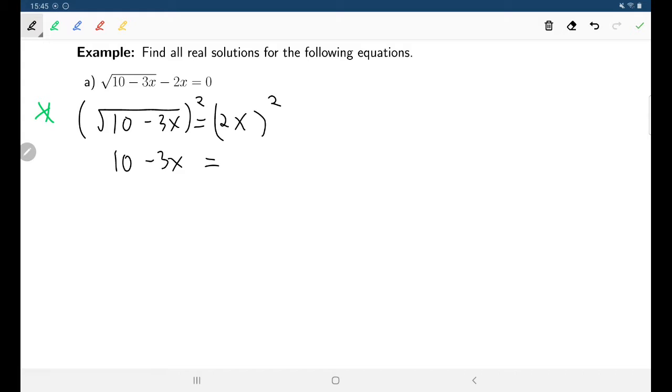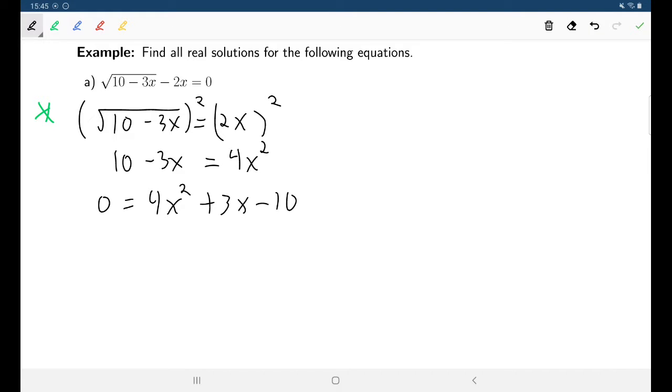When I square 2x, that gives me 4x squared. I don't have any more radicals left, so I just have a nice quadratic equation that I can solve however I like. So you can solve this either by factoring, or you can solve this by using the quadratic formula, whichever you prefer. I'll do it by factoring.